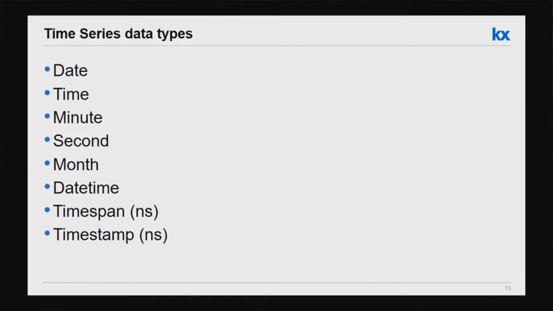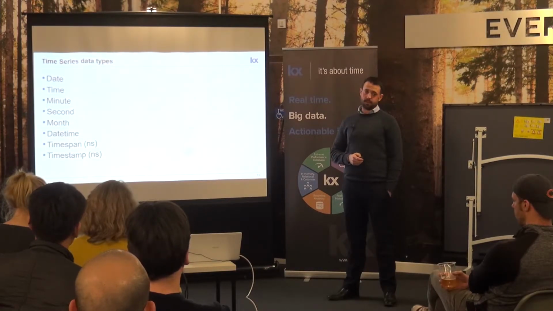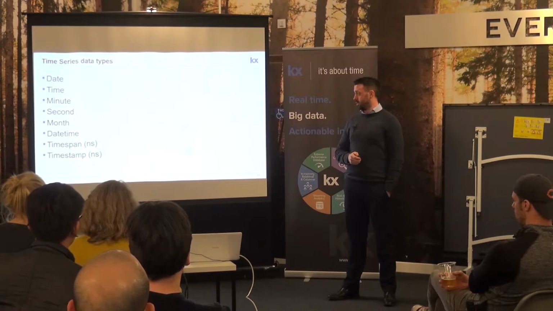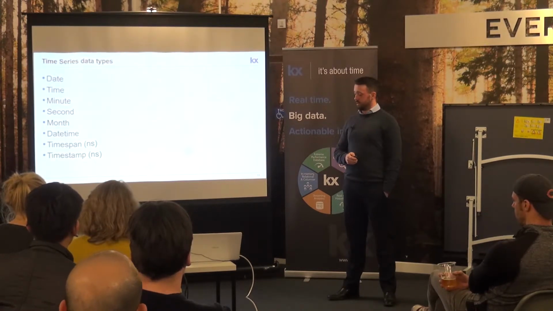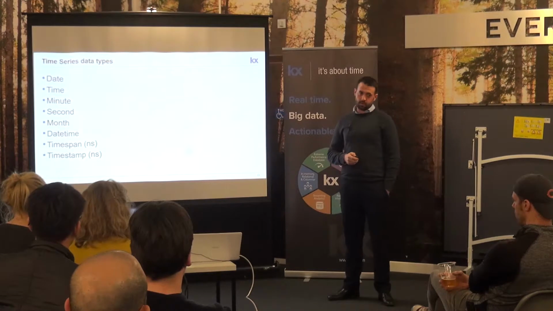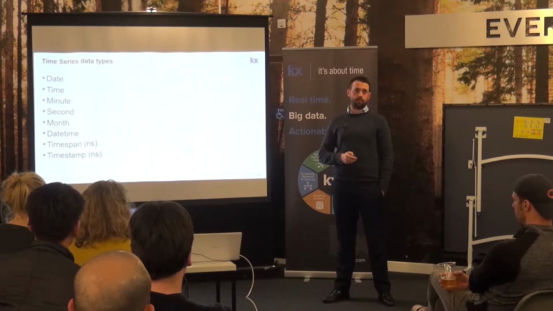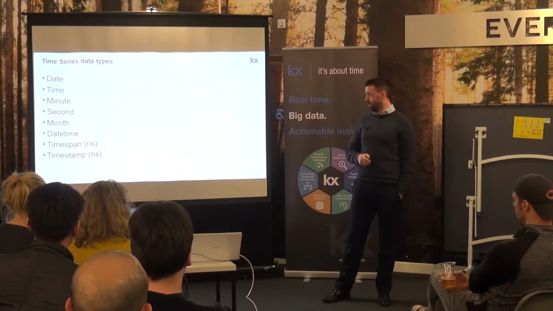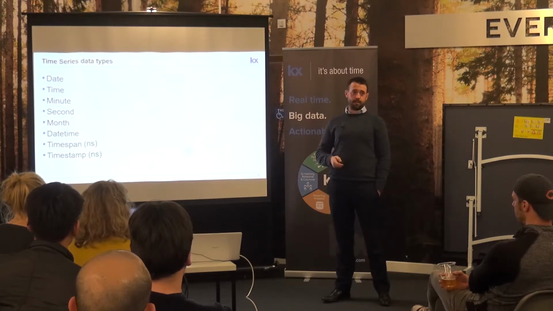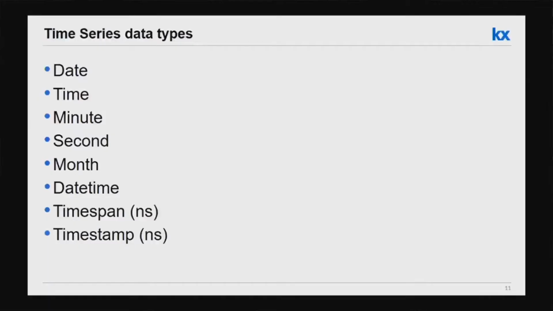So because it is a time series database, obviously the time series data types are very important. So we'll have date, time, minute, second, month, datetime as you'd expect, and we'll have these very granular timespan and timestamp. They're built down in nanoseconds. So one of the cool things you can do with KDB is that you're able to save your data down in its most granular form and build it up quite well from that. So if you were to save something down in nanoseconds, you're able to analyze that in minutes, and it helps to be able to bucket up and do some nice analysis based off that.